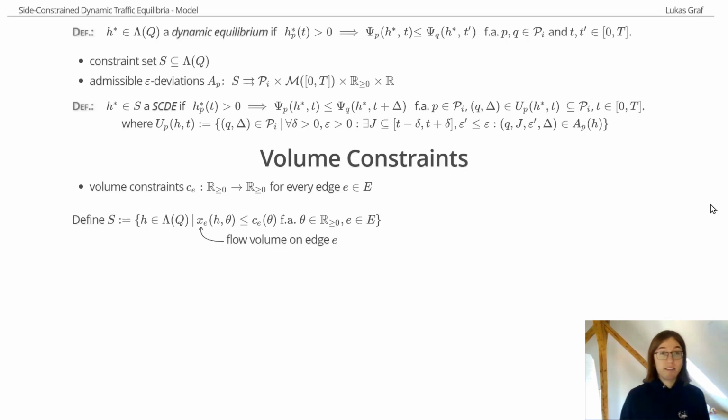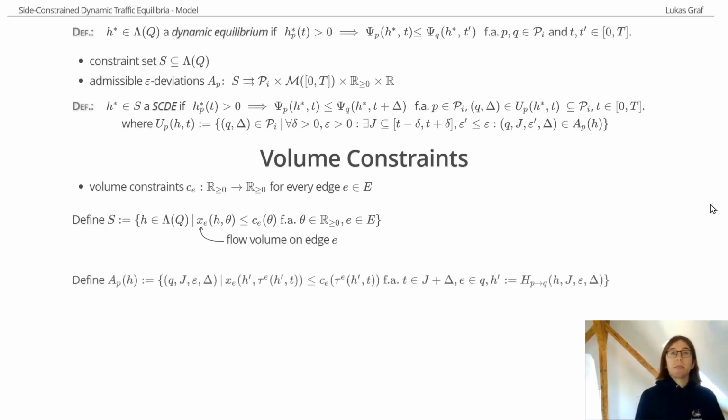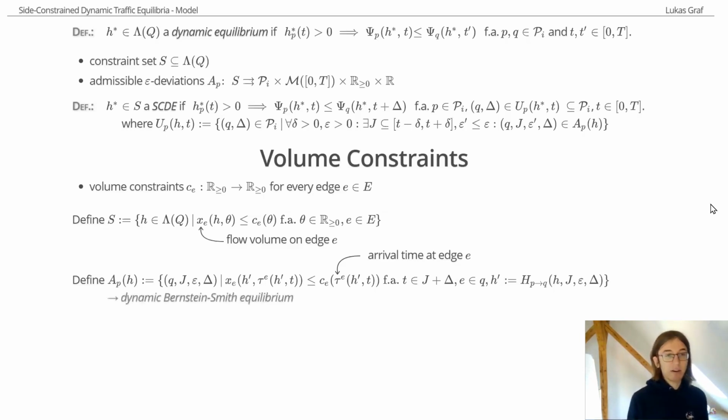And next, we have to define the set of admissible epsilon deviation. And there are actually different ways we can do that. One way is as follows. We say we have some epsilon deviation, and we want to see if it's admissible. To check that, we just compute the new flow after this deviation and check whether for the particles that are involved in this deviation, no volume constraints are ever violated by the time they arrive at their new edges. If this is the case, then we say that's an admissible epsilon deviation. This definition is inspired by something that has been done by Bernstein and Smith for the static case, which is why we call the resulting dynamic equilibrium the dynamic Bernstein-Smith equilibrium.